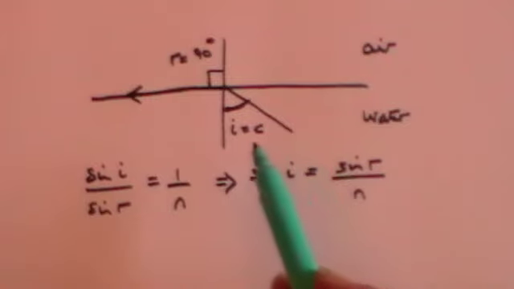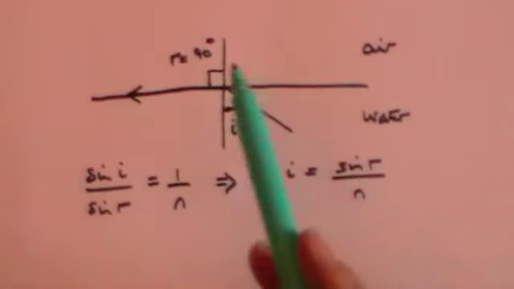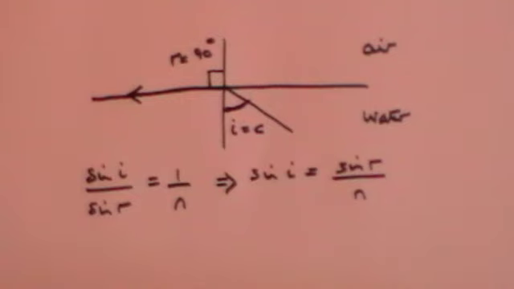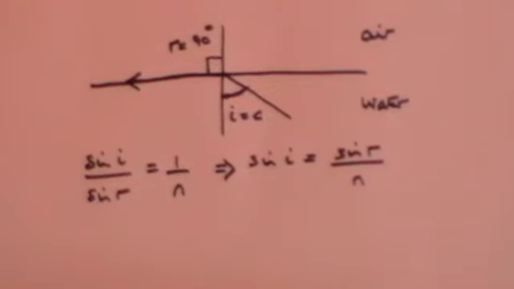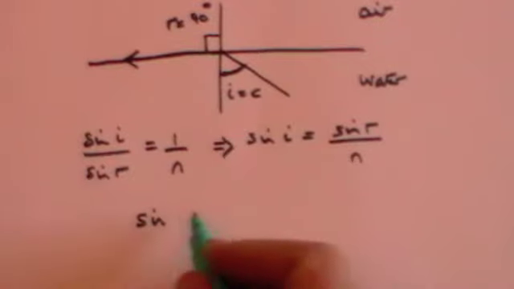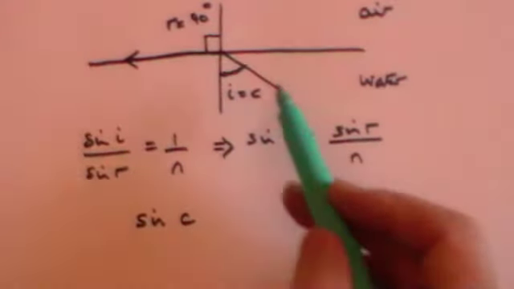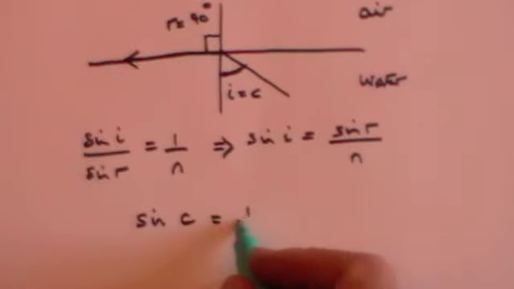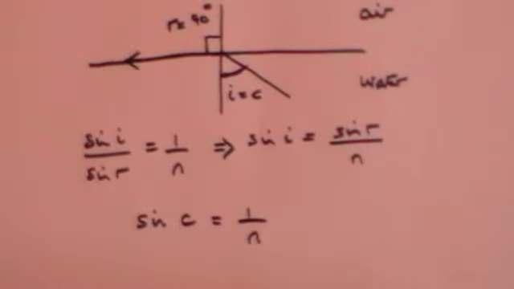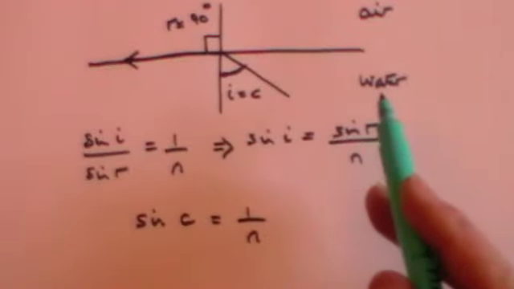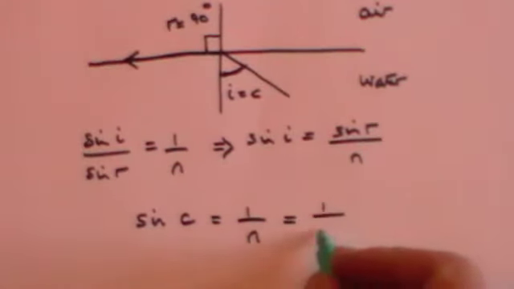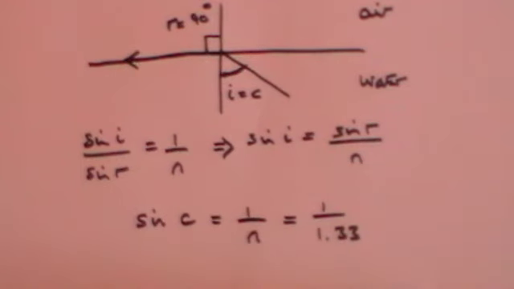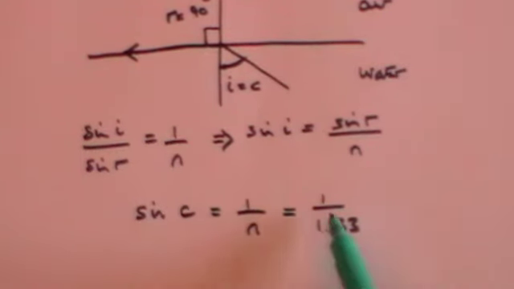Sine I is the sine of the critical angle. Sine R is the sine of 90 degrees. The sine of 90 degrees is 1. So that means that the sine of the critical angle, which I'll call C, because that's the angle of incidence, which is the critical angle, is equal to 1 over n. We know that for water, n is 1.33. So that's 1 over 1.33. So now what we've got to do is get the calculator out, work out what 1 over 1.33 is, and then find the arc sine of that value.